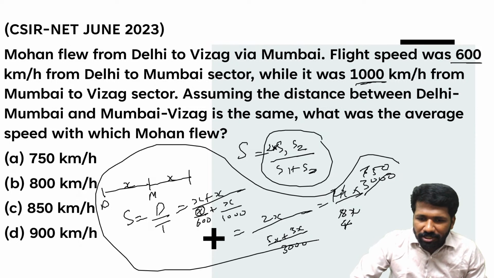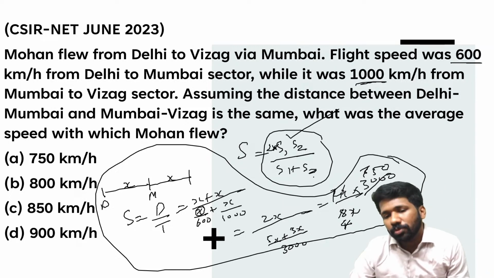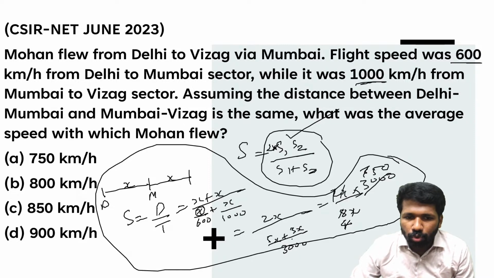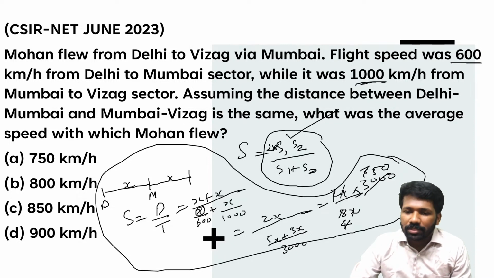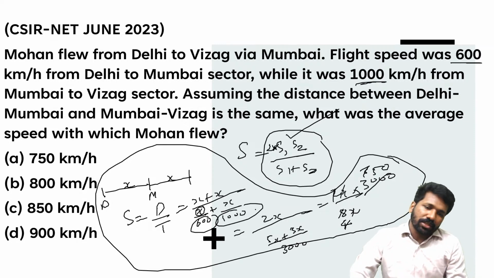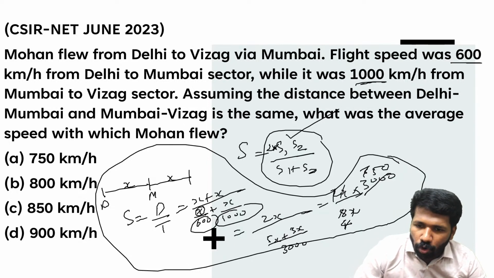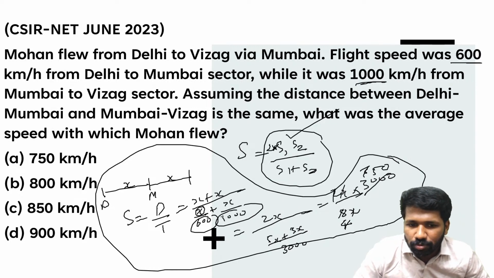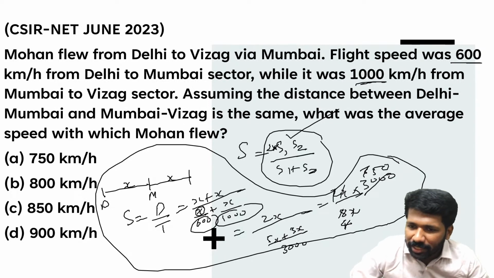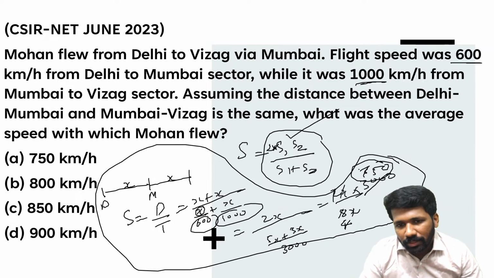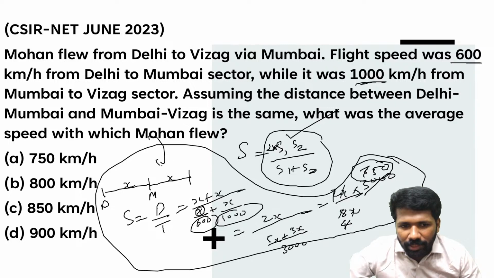To avoid these steps, we use the shortcut formula 2 S1 S2 divided by S1 plus S2. How that makes sense, I will tell you once more. 2 S1 S2 is 2 times 600 into 1000. 600 into 1000 is actually 600,000, which means 6 lakh. If you write 6 lakh on the top also, you will get the same answer, divided by S1 plus S2. S1 plus S2 means 600 plus 1000, 1600. When you cancel that value also, you will get 750 itself. Are you all understanding? So this is one way, the normal method.